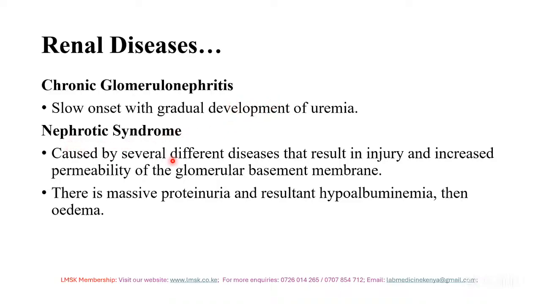Then there is the nephrotic syndrome caused by several diseases that may result in an injury and increased permeability of the glomerular basement membrane. And there is massive proteinuria and resultant hypoalbuminemia, which leads to edema. So one thing, proteinuria is just protein in urine, and this protein is mainly albumin. So when albumin is lost in urine, then we're going to have low albumin levels in the blood, hypoalbuminemia.